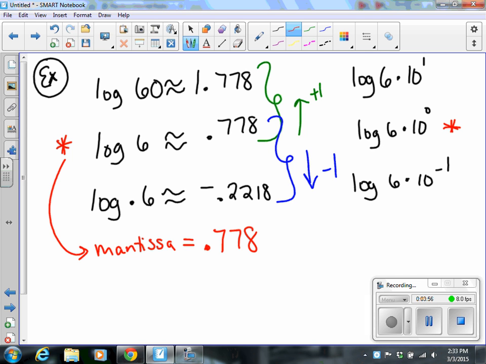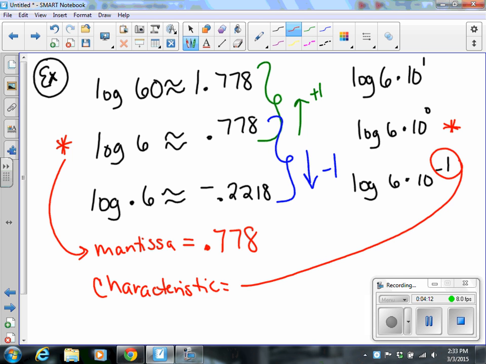So there's another part of this. There's also what we call a characteristic. A characteristic is the number that you're adding, so plus 1 or minus 1. In our case, this is also represented by your 10 to the whatever your exponent is. If I were looking at the log of 0.6, my mantissa is 0.778, and my characteristic is then negative 1. We're going to look at another example before you guys get your problem, so just relax.